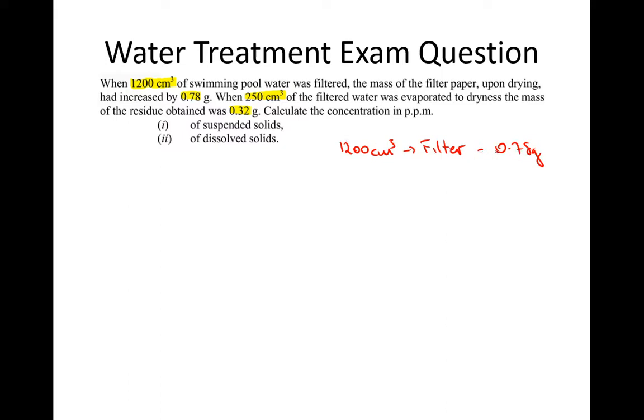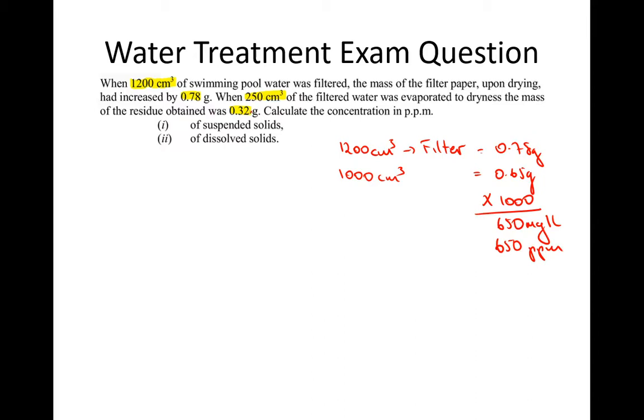Now, we want parts per million, so we want to go down to a litre. Let's go to grams per litre. So that means we're going to go to 1,000 centimeters cubed, and therefore a very quick calculation: 0.78 multiplied by 1,000 and then divided by 1,200, and that will give me 0.65. So that's 0.65 grams in a litre. So now what do we have to do? Go to milligrams. You're going to multiply that by 1,000 to go to milligrams, and that will give me 650 milligrams per litre, which is better known as 650 parts per million. Okay, what about the rest?